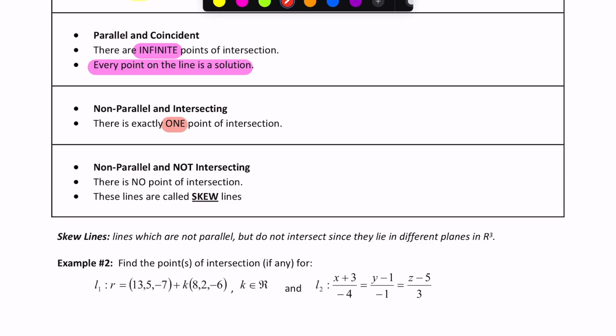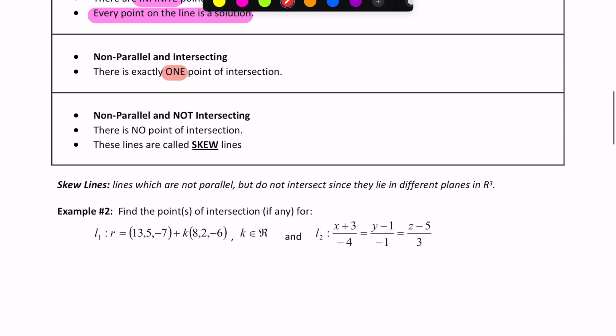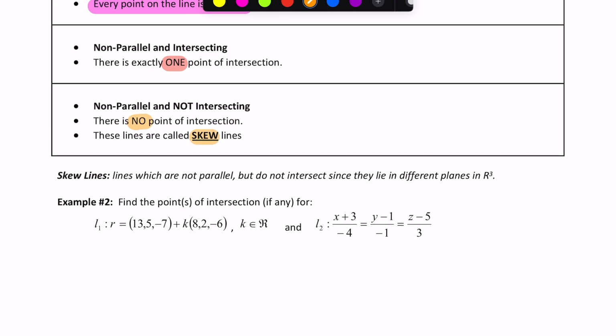And then finally, if it's non-parallel and not intersecting, there are no points of intersections, and these lines are called skew lines. The skew lines are here in lines which are not parallel, but do not intersect since they lie in different planes in 3 space.